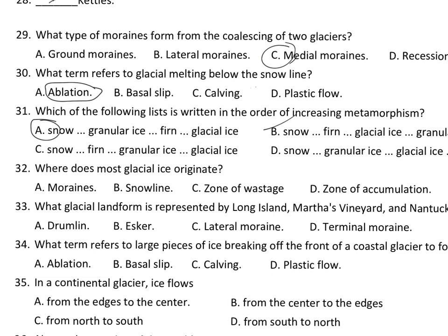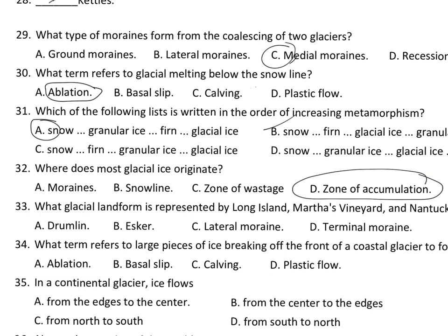Where does most glacial ice originate? That's going to be in the zone of accumulation. Right, my first thought when I think that, I'm like, oh, mountains or in the middle of the continent. No, just zone of accumulation. Where can snow build up, build up, build up, and have that time to go through that metamorphism that we just talked about?